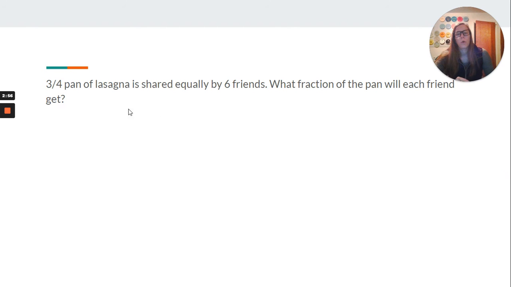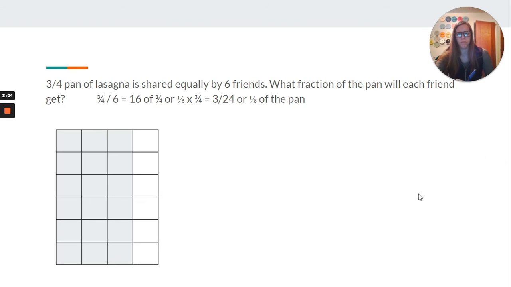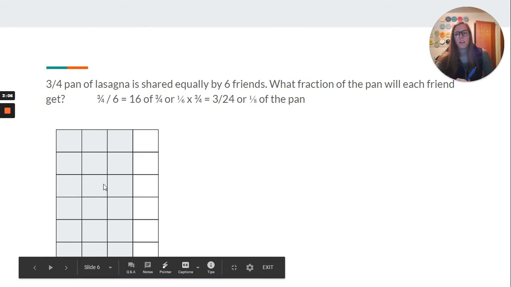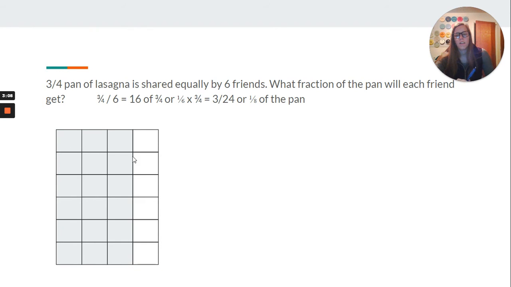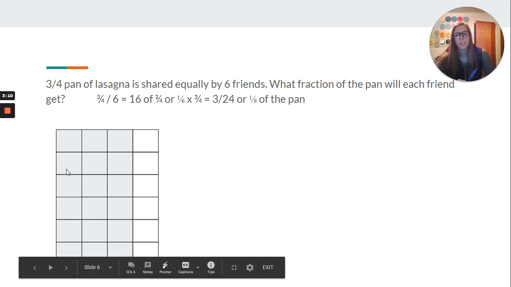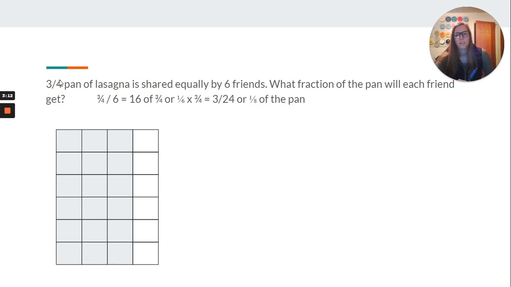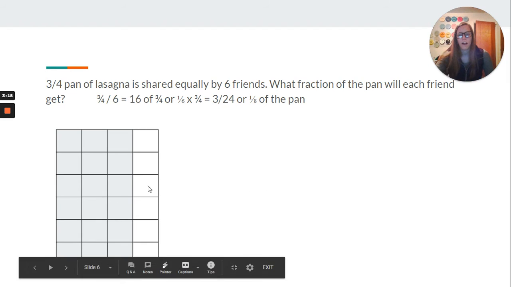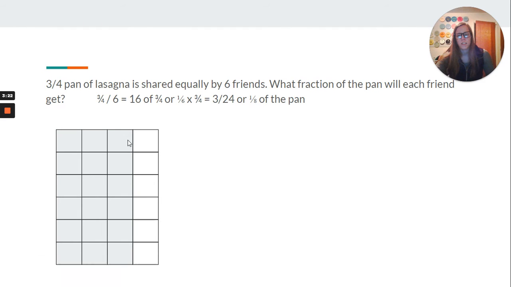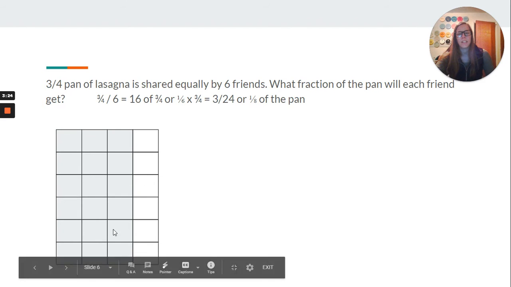So next we have 3/4 of a pan of lasagna shared equally by 6 friends. What fraction of the pan will each friend get? So once again, we divided it out here, and there's going to be 24 spaces because 4 times 6 is 24, to give us that common denominator to talk in fraction terms. So we have 24 spaces, and 6 times 3, 18 of them are going to be shaded.